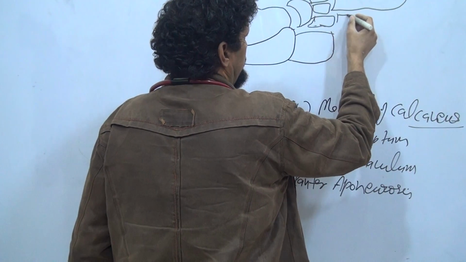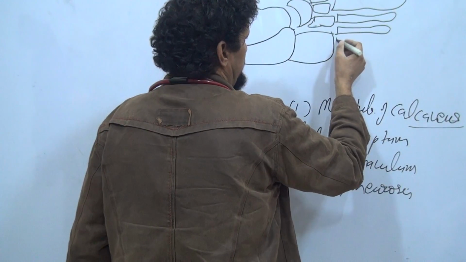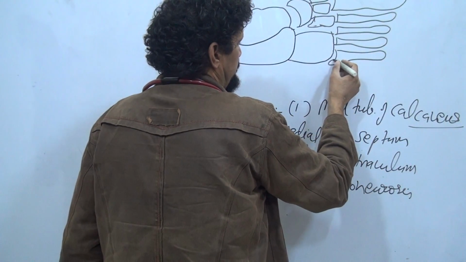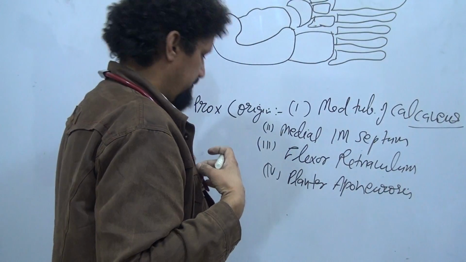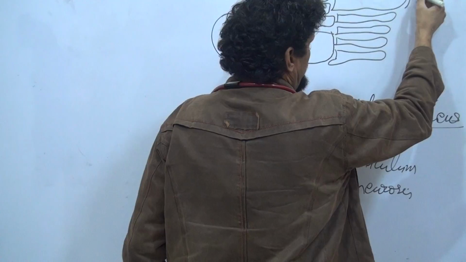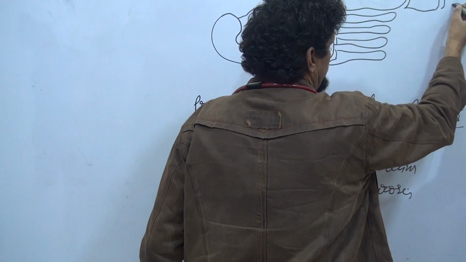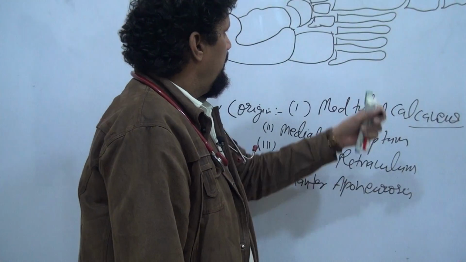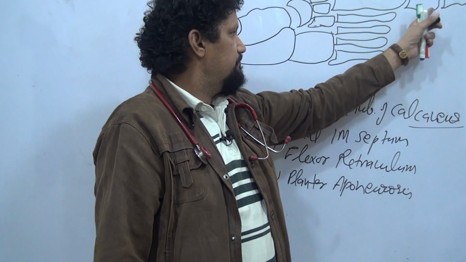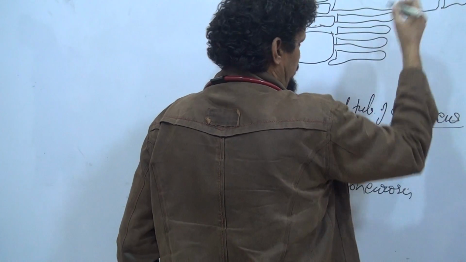This is the first, the second, the third, and the fourth and fifth metatarsals. The first or great toe is having only 2 phalanges, the proximal and the distal, forming the ellipsoid joint with the metatarsal head, and the joint formed between the proximal and distal interphalanx is the hinge joint.